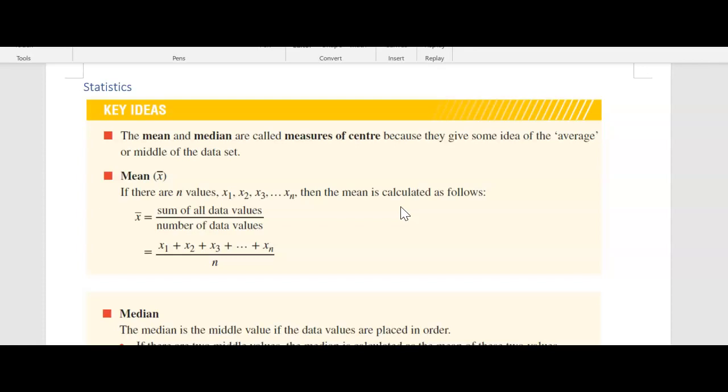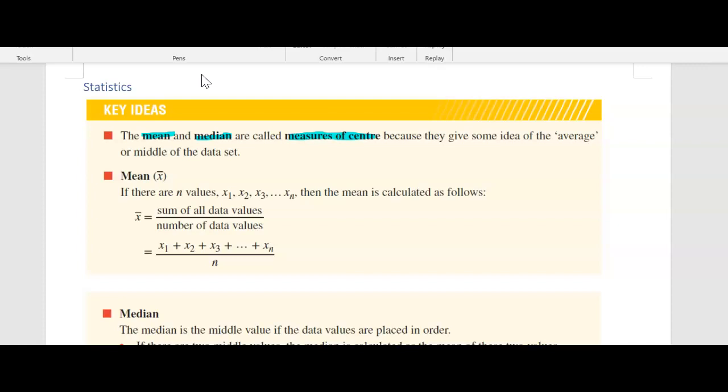All right, so with statistics we covered the mean, median and mode. First of all, let me just get my highlighter ready. The mean and median are measures of centre. If you want to know what the average is, we refer to that as measures of centre. We use the mean if the data is kind of symmetrical.